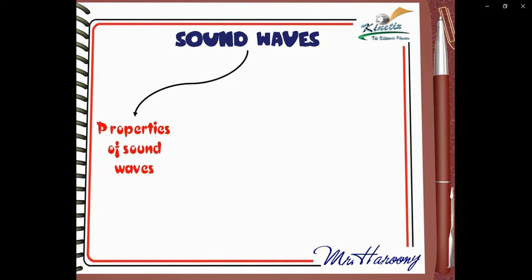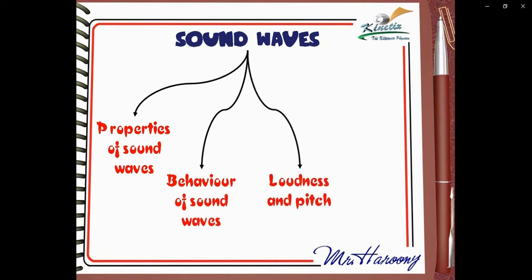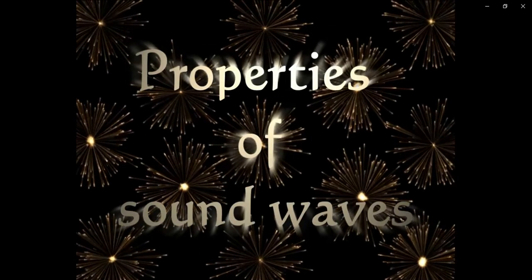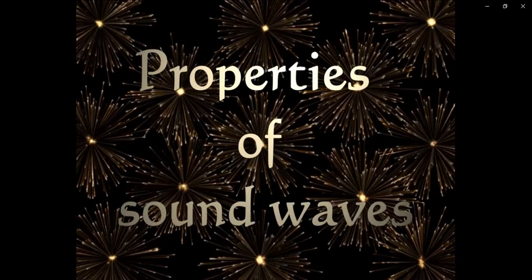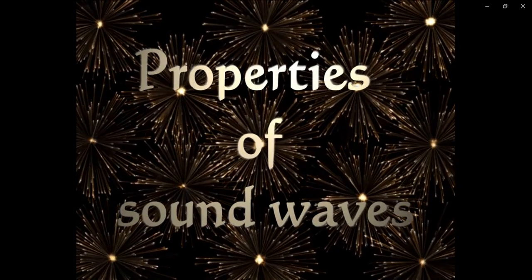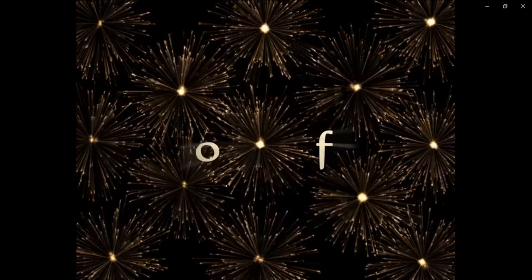Now, lesson objective for today. First, number 1, properties of sound waves. Number 2, behavior of sound waves. Number 3, loudness and pitch. And number 4, that is a bit interesting, measuring speed of sound. So these are the 4 different parts. For the first one, let's begin: properties of sound waves.